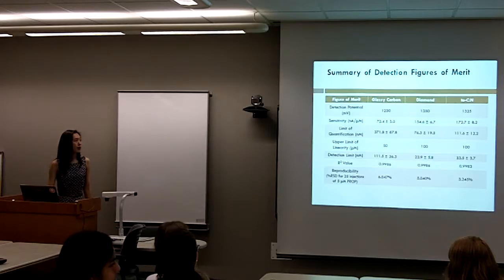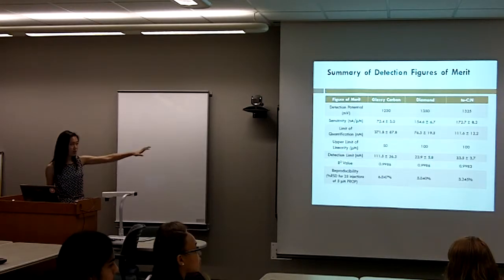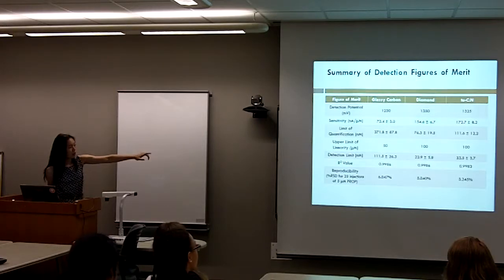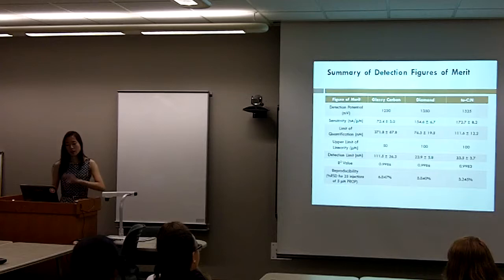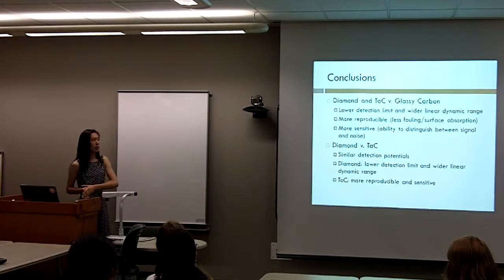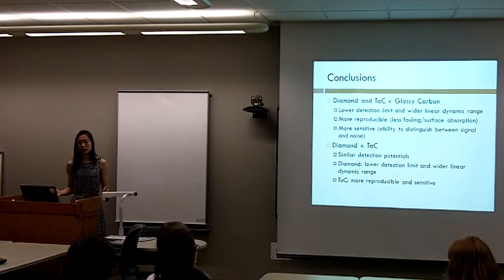This is just a summary of the detection figures of merit. These are just some of the numbers. You might notice that the detection limit for diamond and TAC are much lower than for glassy carbon. That's good. But with numbers, you can't really tell much information. What do these numbers really mean? In terms of diamond and TAC versus glassy carbon, diamond and TAC both have a lower detection limit and a much wider linear dynamic range.